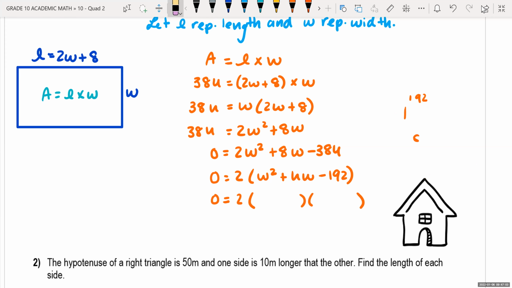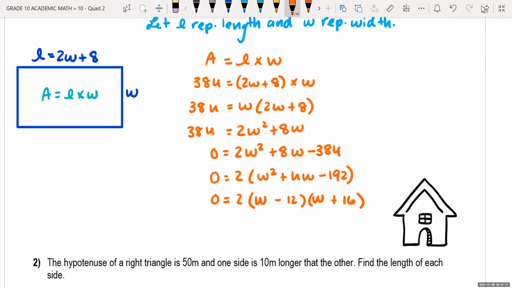So when you're factoring, you're trying to think of two numbers that multiply to give you 192, but add or subtract to give you 4. And I use my calculator to figure out that 12 times 16 does give me 192. And obviously 12 and 16 subtracted are 4. So I'm going to have a W here, a W here. And to get positive 4, this needs to be a plus and this needs to be a minus.